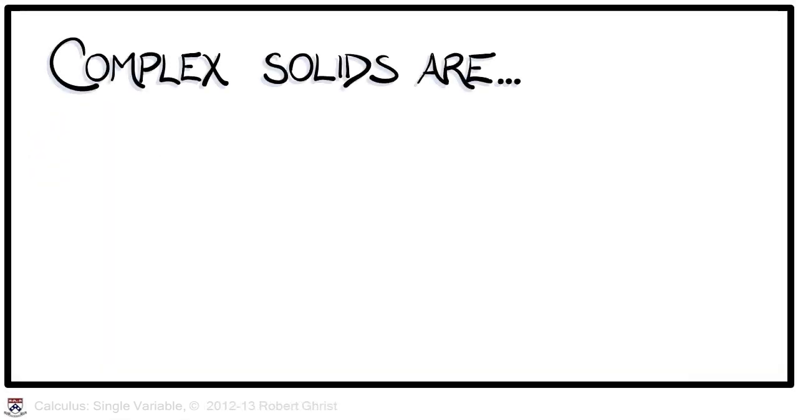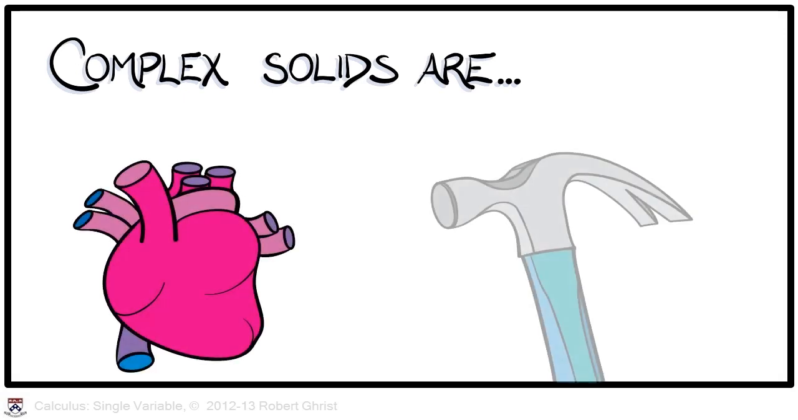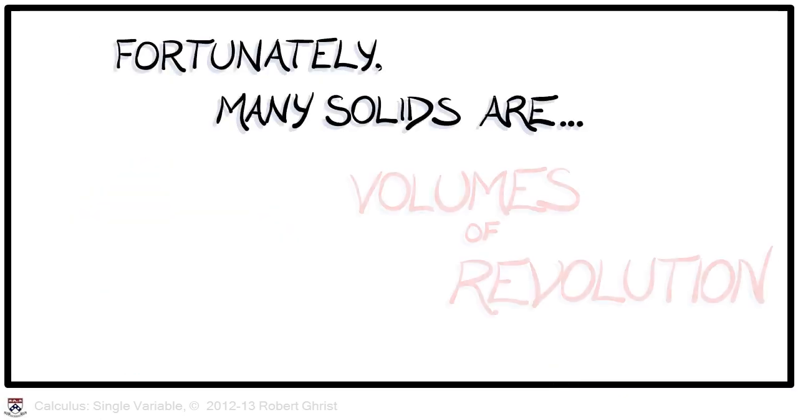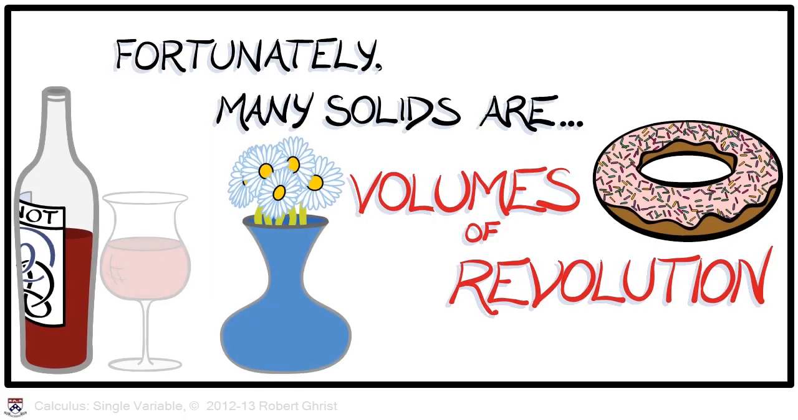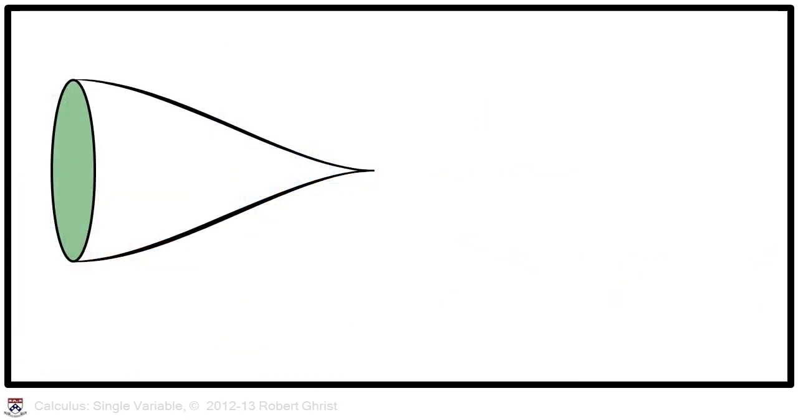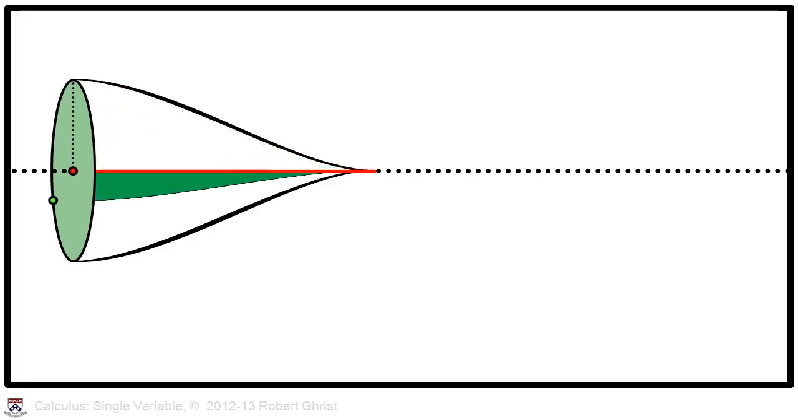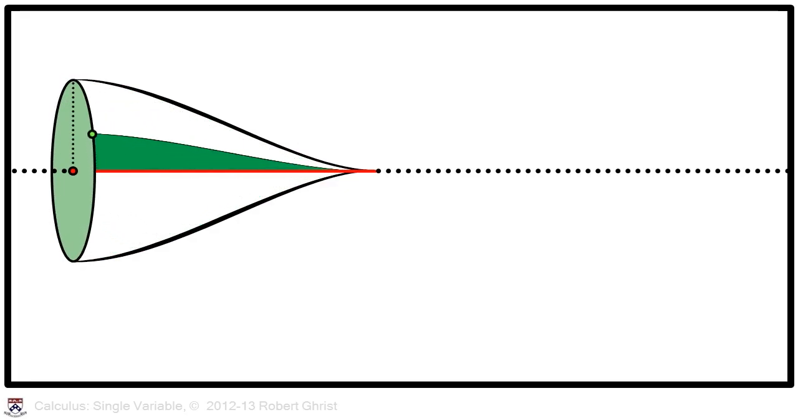The types of objects whose volumes we can compute are necessarily limited. Most solids are too complex. However, there is a class of solids for which our single variable calculus will work. These are the volumes of revolution. That is, solids obtained by rotating some two-dimensional shape about an axis, sweeping out a three-dimensional volume.